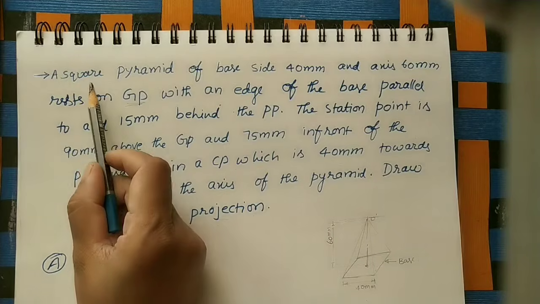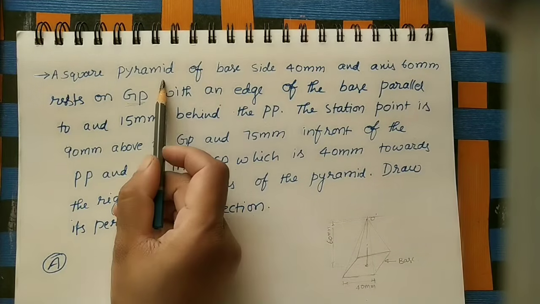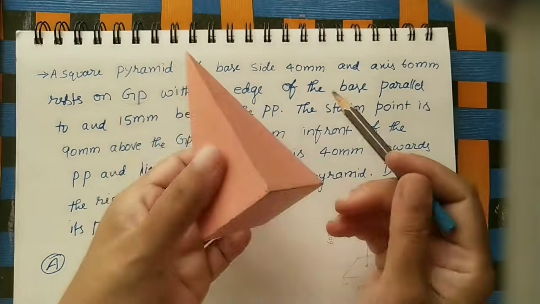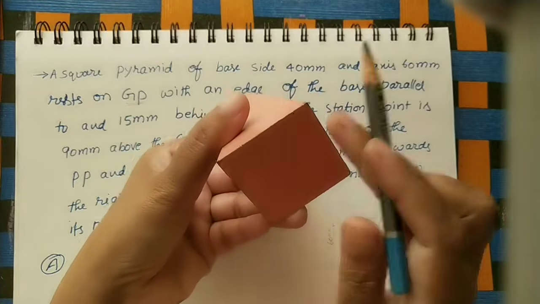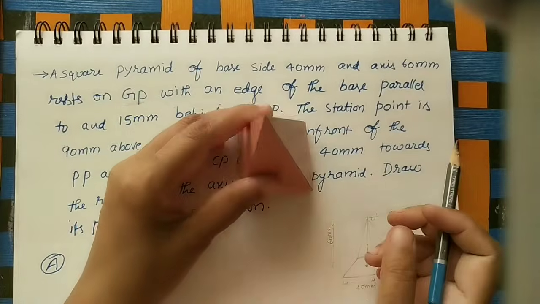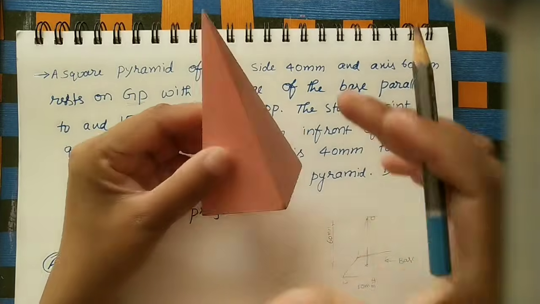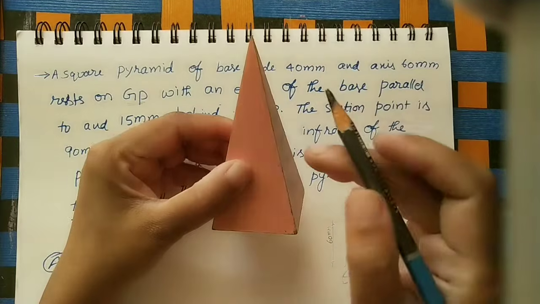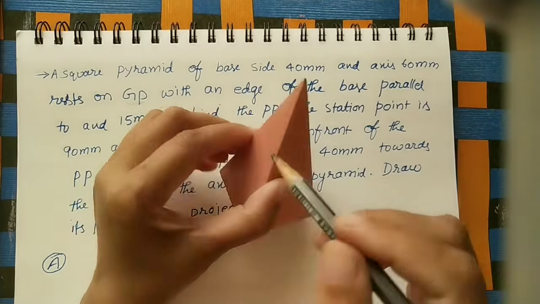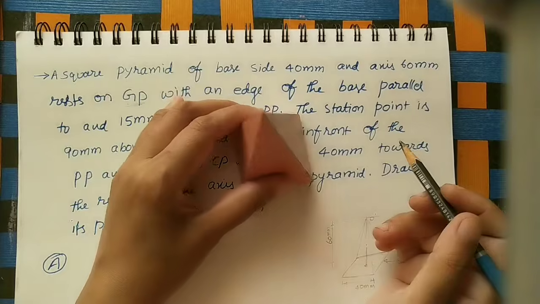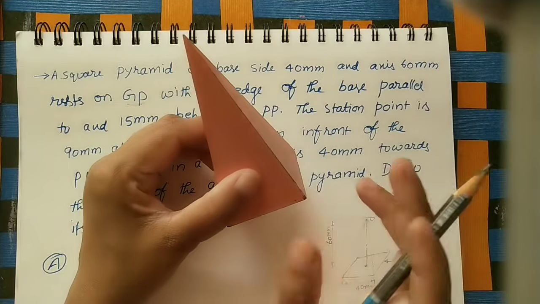Here one solid has been given, a square pyramid. Square pyramid means it has one base, which is a square, all four sides of equal length, and it has an apex. It has some height. This base and this apex are connected with the help of slant edges. So this is a square pyramid. We need to do the perspective view of this square pyramid.